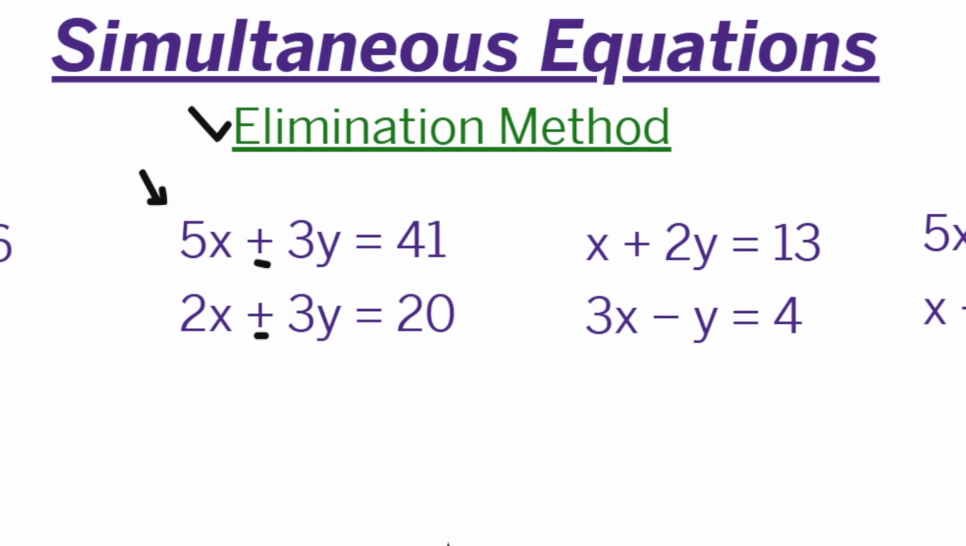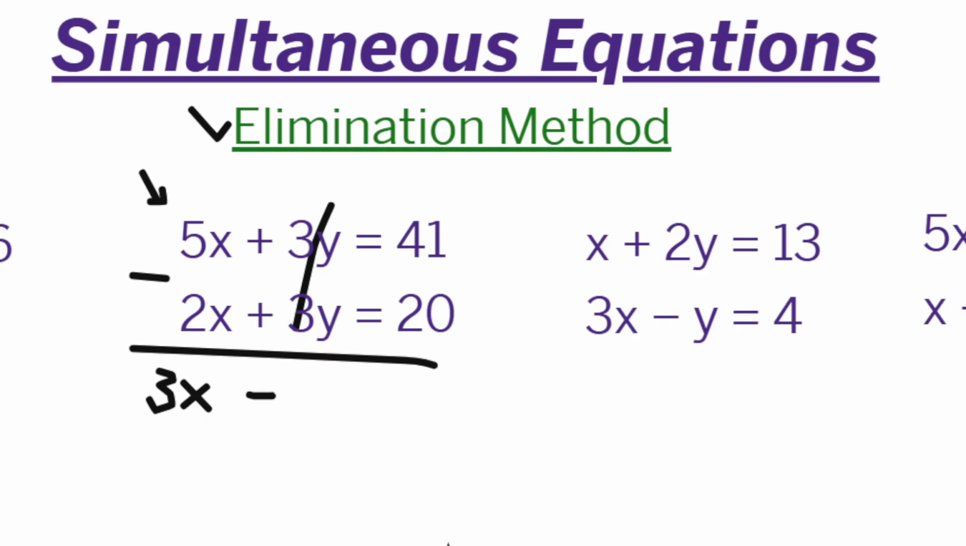Do they have the same sign or different signs? If they have the same sign, we subtract. If they have different signs, we add. So if this was plus 3 and this was negative 3, then we add. But now, since they are both positive, we'll do minus. So let's do the question. 5x minus 2x is 3x. 3y minus 3y will cancel, it's just 0y. Equals 41 minus 20, which is 21.